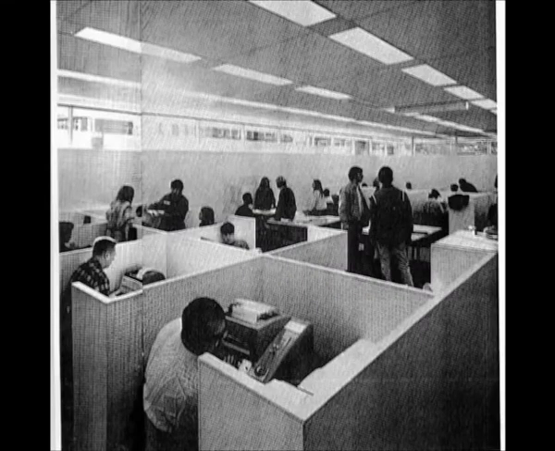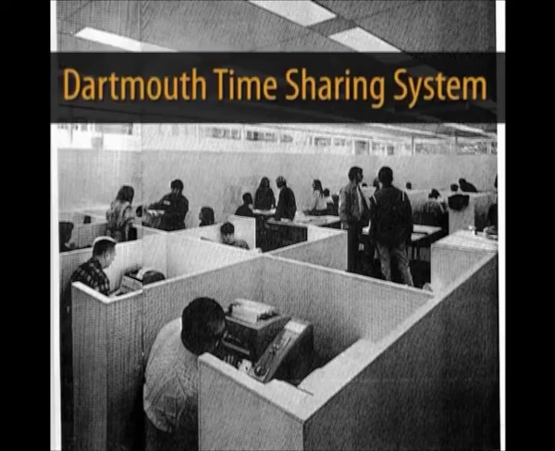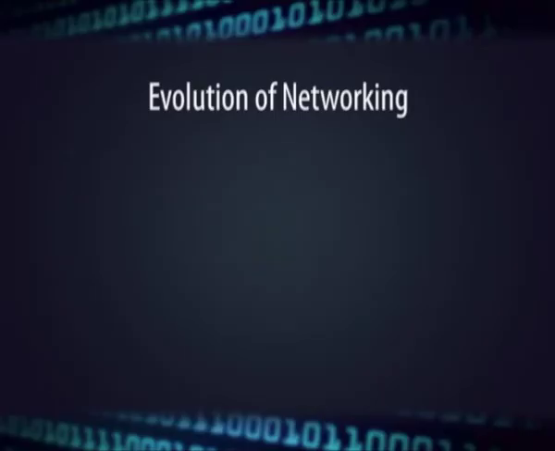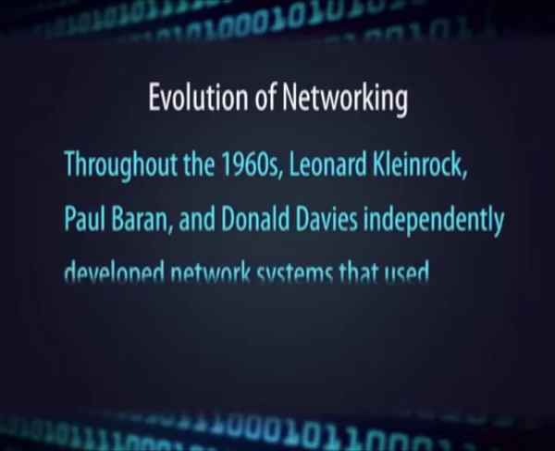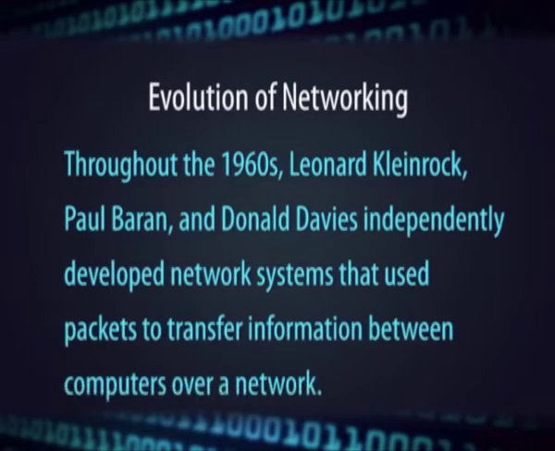And in 1964, researchers at Dartmouth developed the Dartmouth Time Sharing System for distributed users of large computer systems. The same year, at Massachusetts Institute of Technology, that is MIT, a research group supported by General Electric and Bell Labs used a computer to route and manage telephone connections. Throughout the 1960s, Leonard Kleinrock, Paul Baran and Donald Davies independently developed network systems that used packets to transfer information between computers over a network.